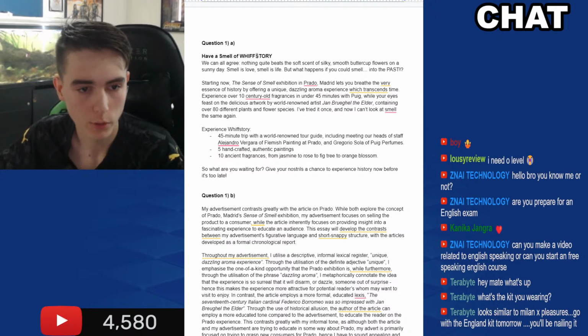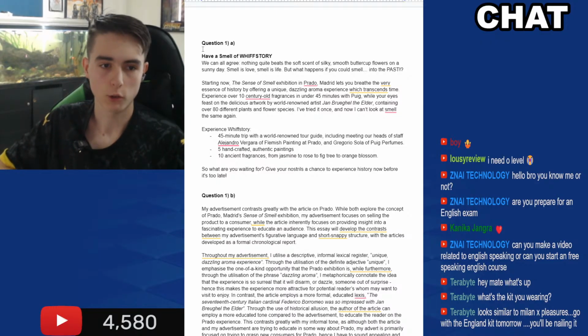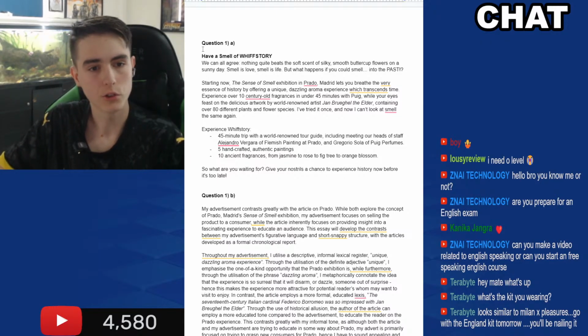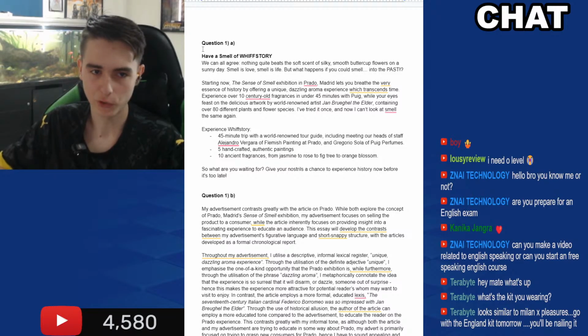Have a smell of Wistery. We can all agree nothing quite beats the soft scent of silky smooth buttercup flowers on a sunny day. Smell is love, smell is life. But what happens if you could smell into the past?